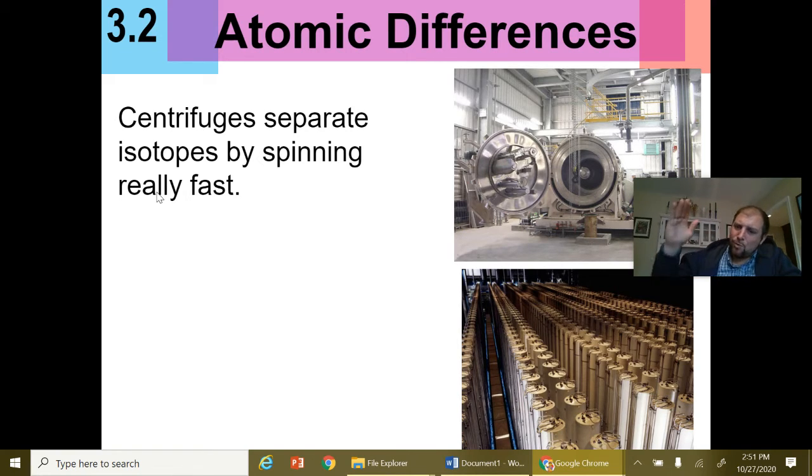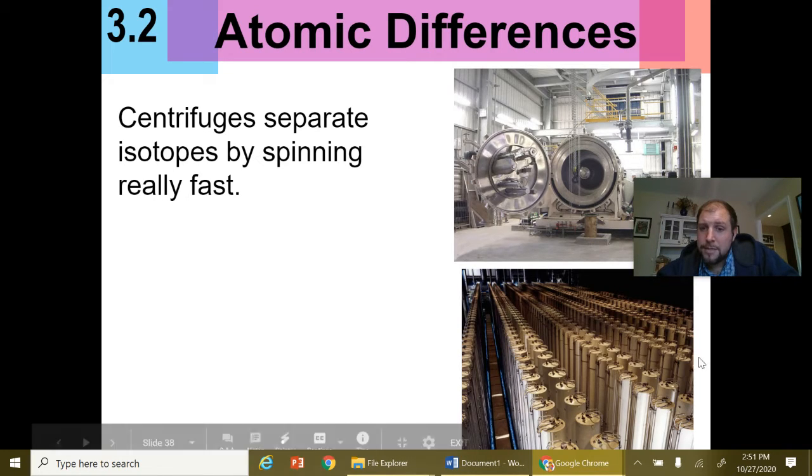Right? Put something dense in water, it sinks. But these atoms are not that much different from each other density wise. So to make it easier for them to sink, they spin them up really, really fast. Tens of thousands of spins per second, right? Super duper fast. And the heaviest elements, the heaviest isotopes, will migrate to the outside. They will sink to the outside, or they can be extracted.